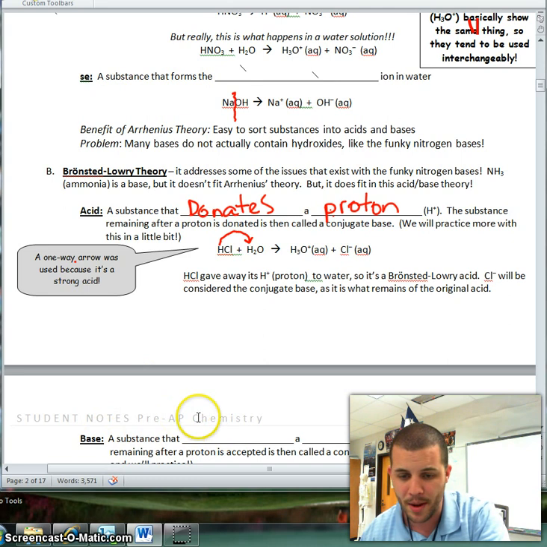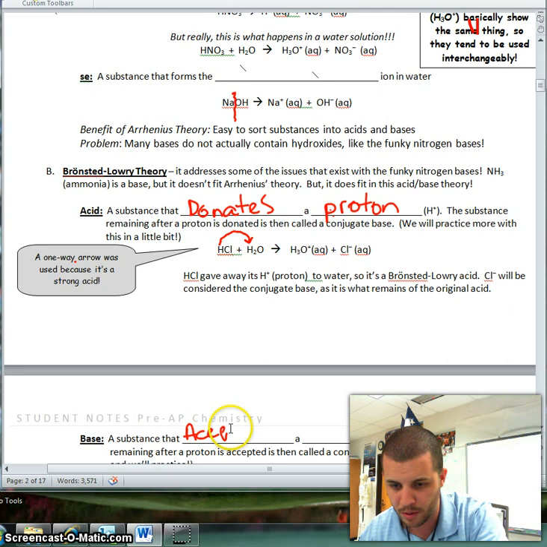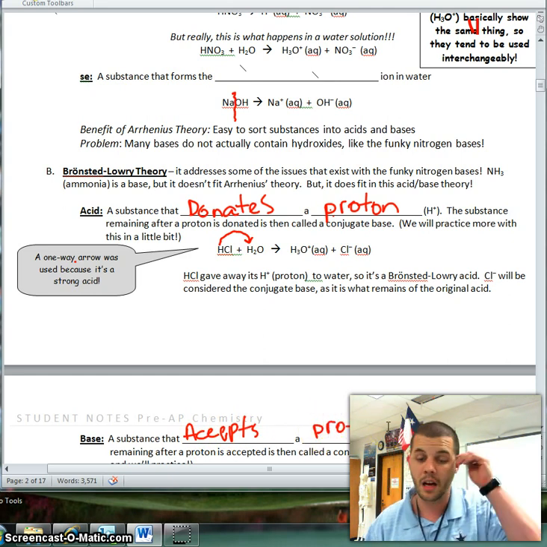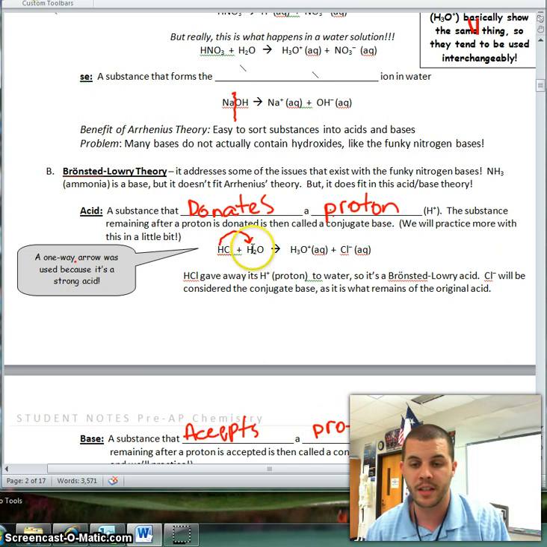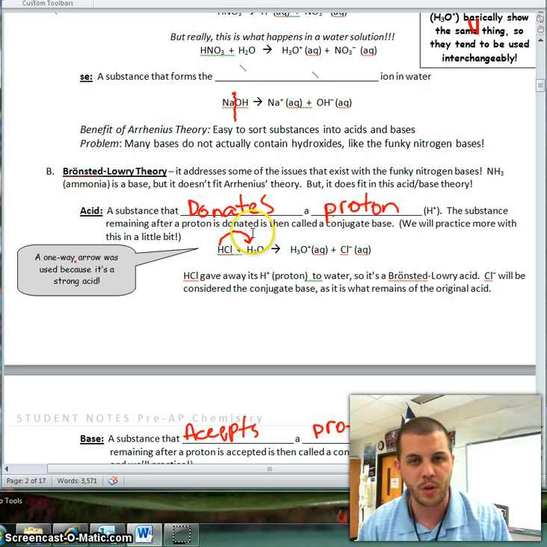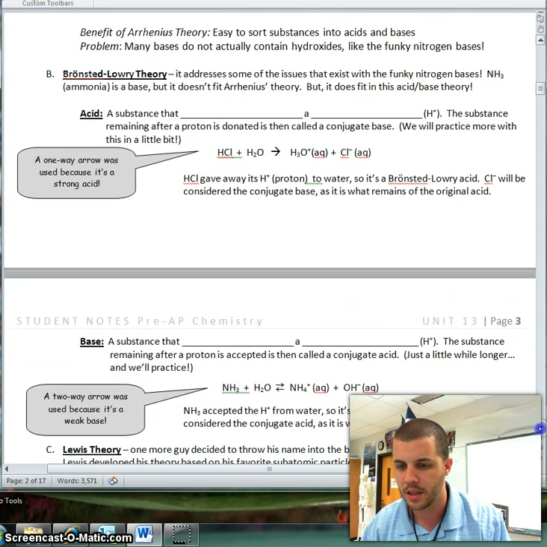Bronsted-Lowry also said that a base is a substance that accepts a proton. So that would make H2O in this case the base, because the hydrogen that was donated from HCl is going to be accepted by H2O. So we have an acid-base pair here.